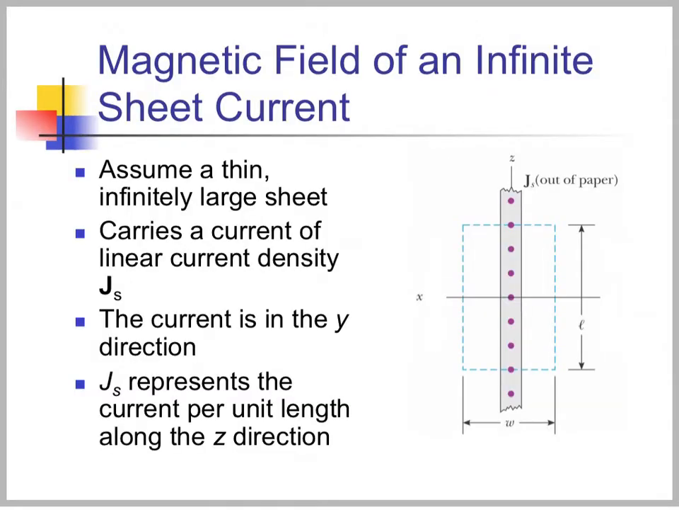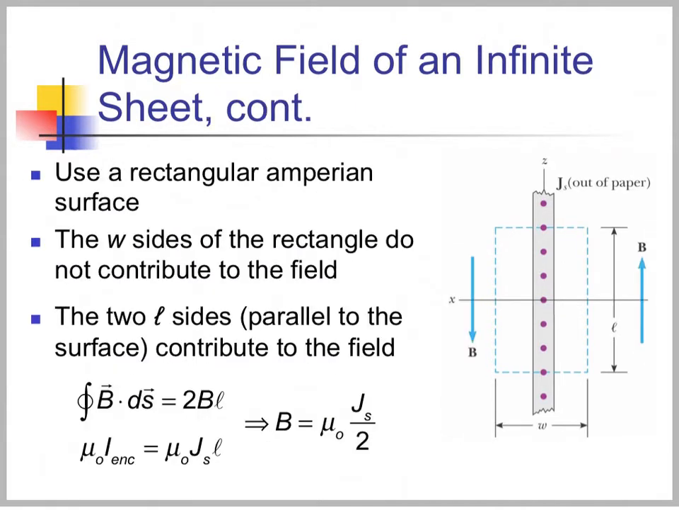And next, let's look at the magnetic field from an infinite sheet current. So let's assume I have an infinitely large sheet, and it carries a current density, J. The current is going to be in the y direction, which in this case in the picture is out of the paper. So J sub s represents the current per unit length along the z direction in this figure. We're going to use a rectangular Amperian path in this case.